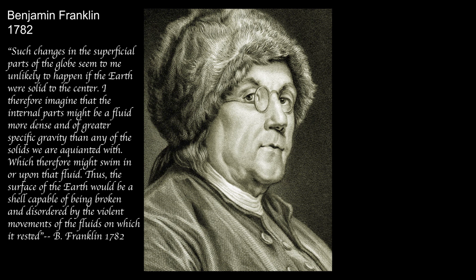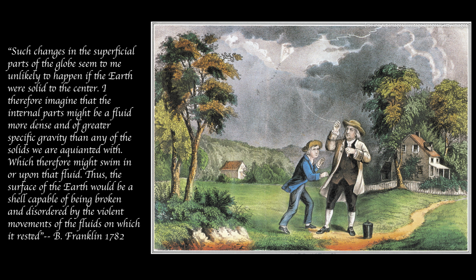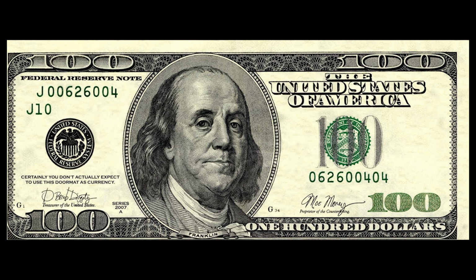But going back further, the idea of continental drift was first stated as such: "Changes in the superficial parts of the globe seem to me unlikely to happen if the Earth were solid to the center. I therefore imagine that the internal parts might be a fluid, more dense and of greater specific gravity than any of the solids we are acquainted with, which therefore might swim in or upon that fluid. Thus, the surface of the Earth would be a shell capable of being broken and disordered by the violent movements of the fluid on which it rested." This was said by Benjamin Franklin in 1782 in a letter to a French geologist.